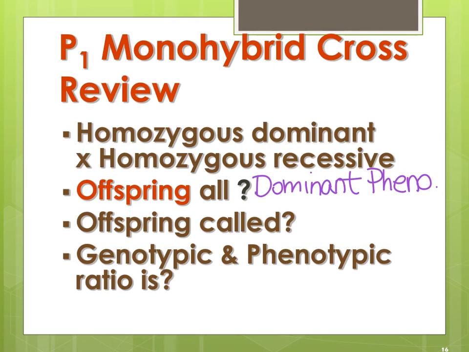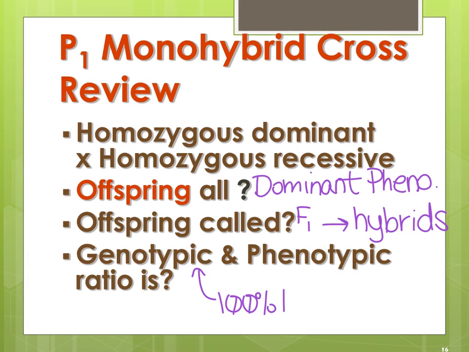How about their offspring? What do we call those? They're the F1. But what do they look like? Or, I'm sorry, what is their genotype going to be? They're all going to be hybrids or heterozygotes. The genotypic ratio you told me is going to be 100% heterozygous. And the phenotypic ratio is going to be 100% dominant phenotype.